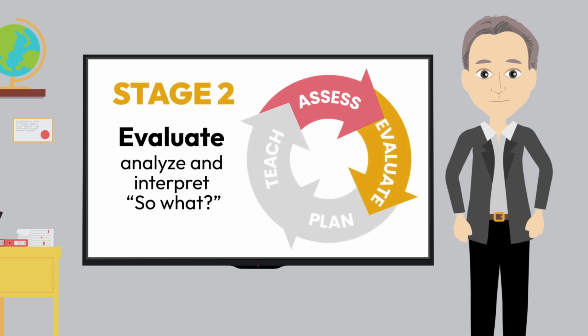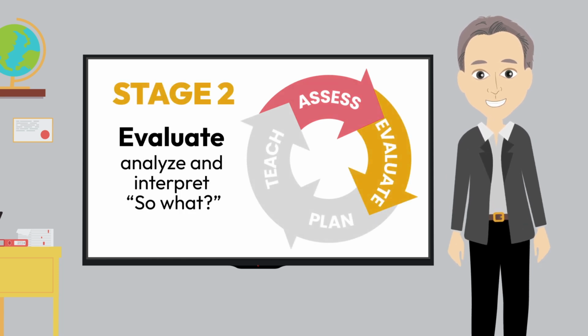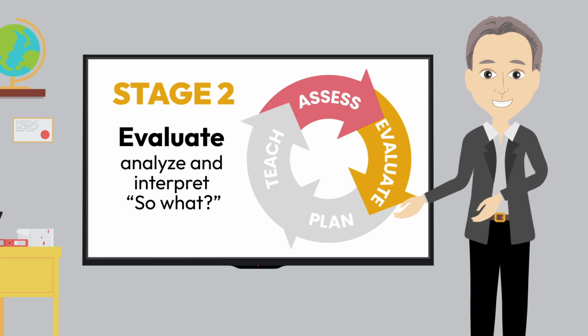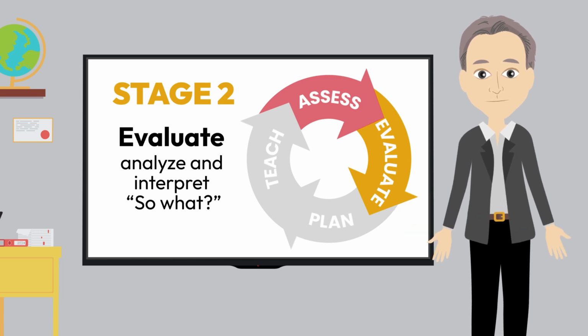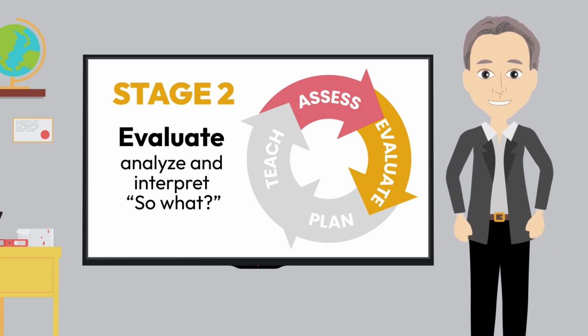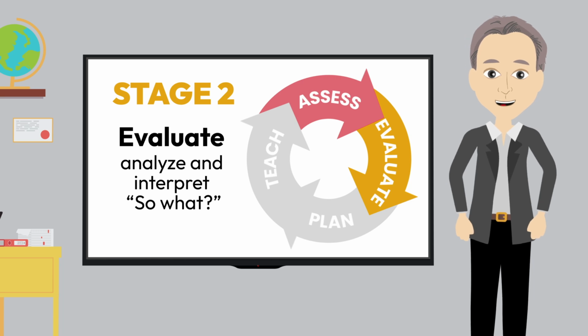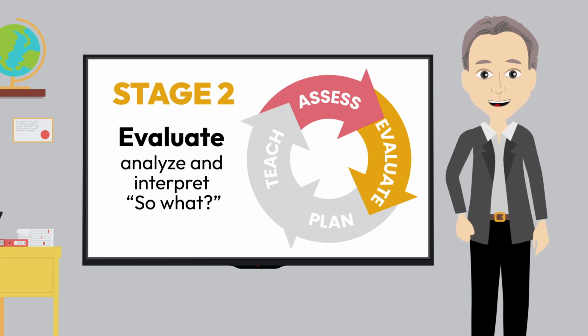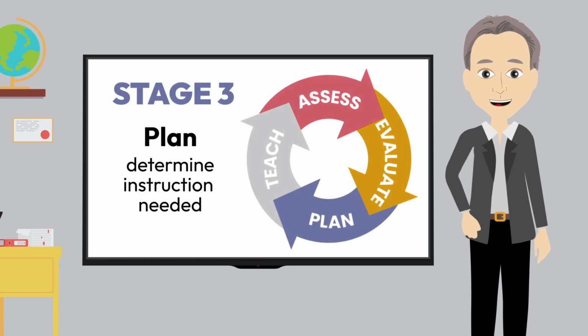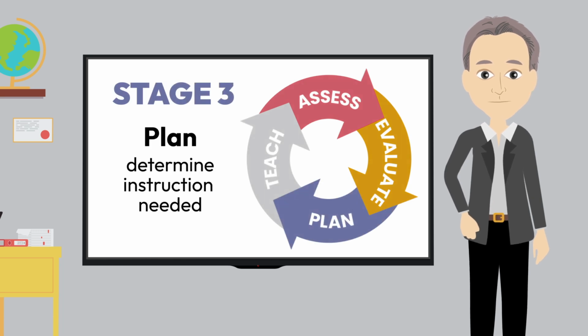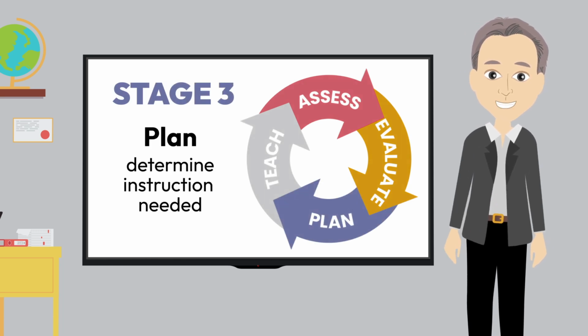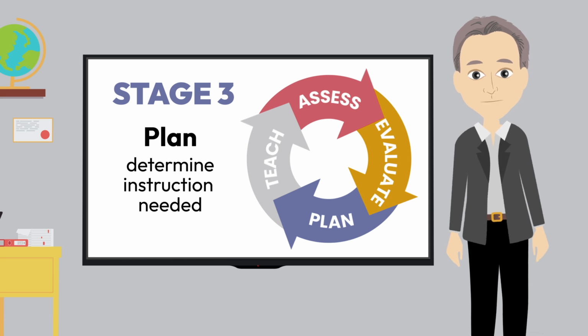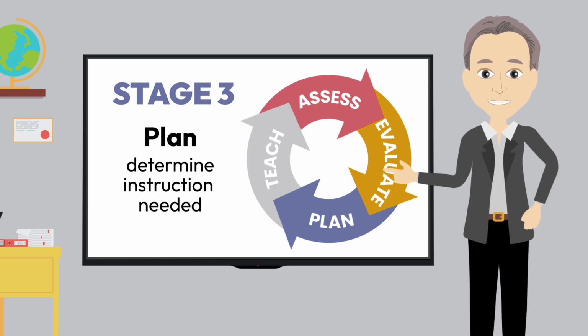Stage 2 is key, as this is where you evaluate the data. You analyze and interpret the data, asking yourself constantly, so what does this tell me about my students? Once we have made some strong inferences regarding how we think the data is informing us about the current status of achievement, we move to stage 3, plan, and we determine the best instruction we can provide at this point in time to correct areas of identified deficiency.